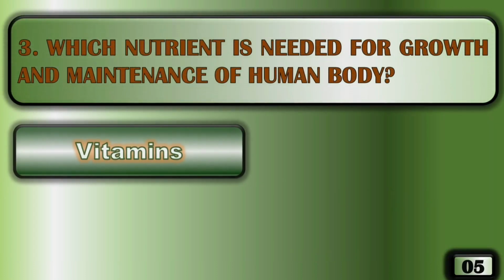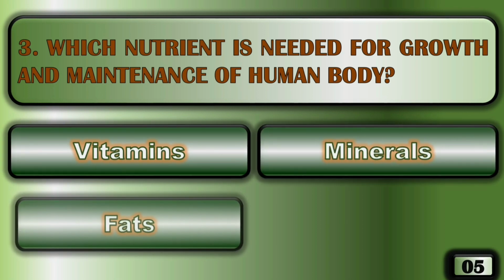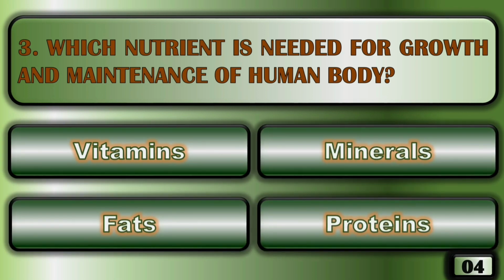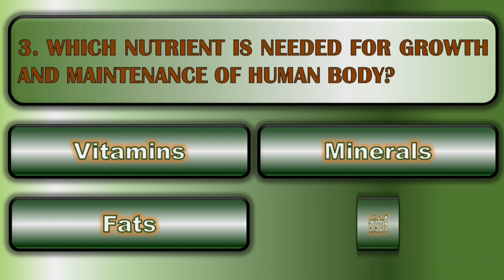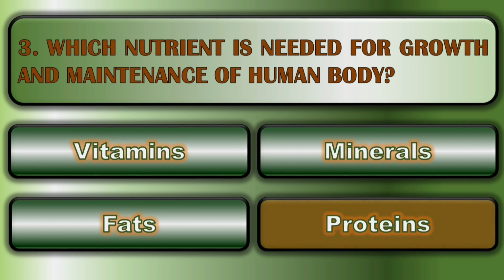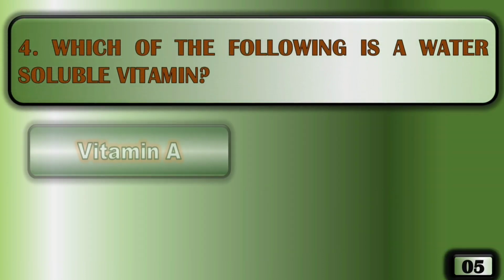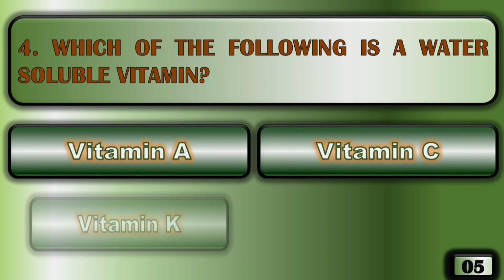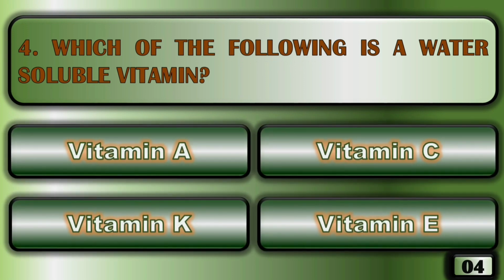Which nutrient is needed for growth and maintenance of human body? Proteins. Which of the following is a water-soluble vitamin? Vitamin C.